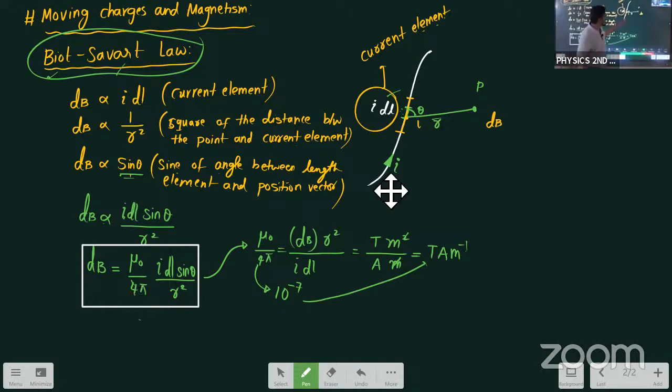See here, in order to get entire magnetic field created due to the entire wire, what are we supposed to do? We are supposed to integrate this magnetic field dB. After that, we'll be getting the final answer. Let us see one of the important application for this Biot-Savart law.